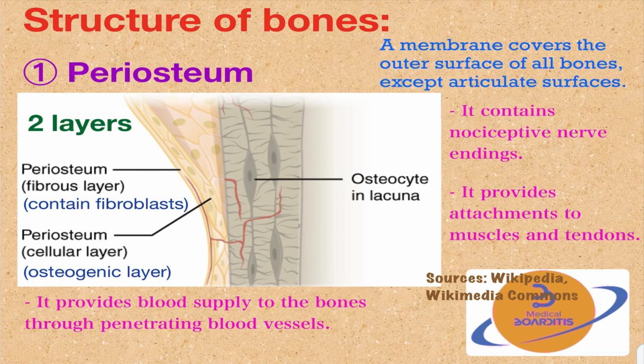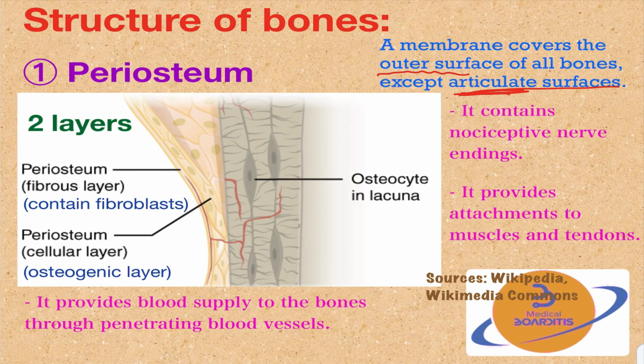Now we're going to go through the major structures that form the bone. The first structure is the periosteum. The periosteum is a membrane that covers the outer surface of all bones except the articular surfaces. So with the articular surfaces, there is no periosteum. The articular surfaces is what separates the bone from the other bone through a joint.